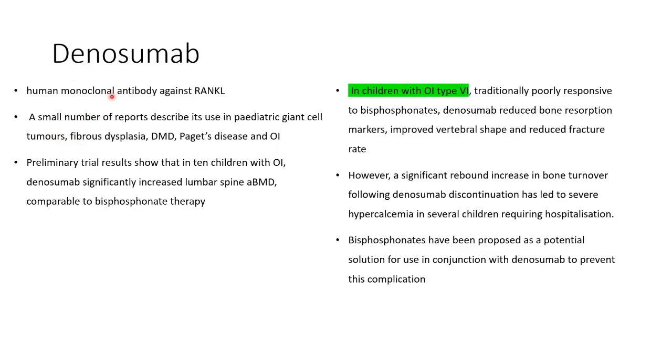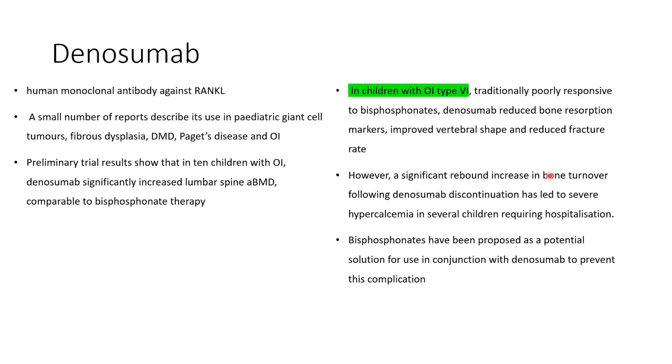Denosumab is another option, which is a human monoclonal antibody against RANK ligand, and there are trials showing that denosumab significantly increases the lumbar spine areal BMD as compared to bisphosphonate therapy. In children with OI type 4, traditionally poorly responsive to bisphosphonates, denosumab reduces bone resorption markers, improves the vertebral shape, and reduces fracture rate.